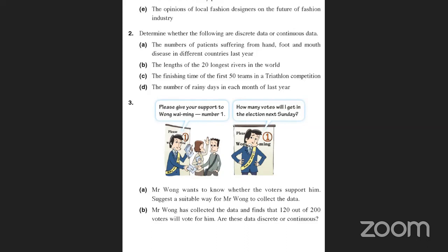Right. Okay. And then question two, you also need to do question 2. Determine whether the following are discrete data or continuous data. A, which one? Just choose one. It means you have 2 only. Either it is discrete.